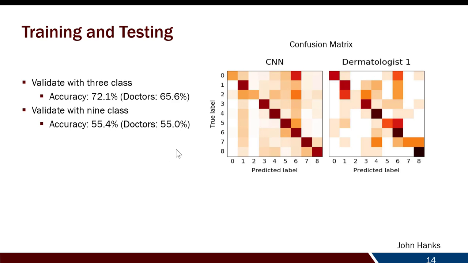So this is the idea of a confusion matrix. Ultimately, validated with a few classes, the accuracy of this particular model was better than the doctors. For 9 classes, in this example here, slightly better than the doctors. What's amazing to me is that the doctors had a somewhat low overall accuracy of 55%.